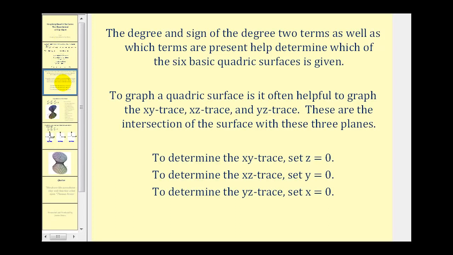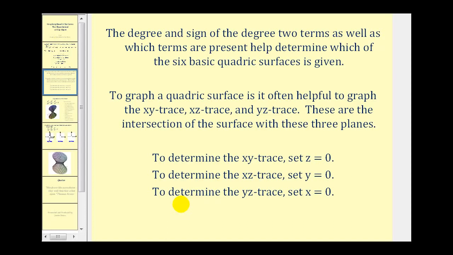To graph a quadric surface, it is often helpful to look at the xy, xz, and yz traces. This is where the surface intersects these three planes. So to determine the xy trace, we'll set z to 0. To determine the xz trace, we'll set y equal to 0. And then lastly, to determine the yz trace, we'll set x equal to 0. Once we have these traces, we should be able to make a nice graph of the surface.